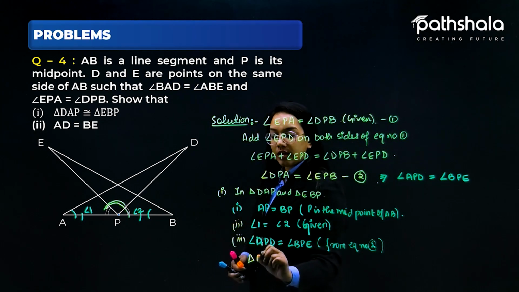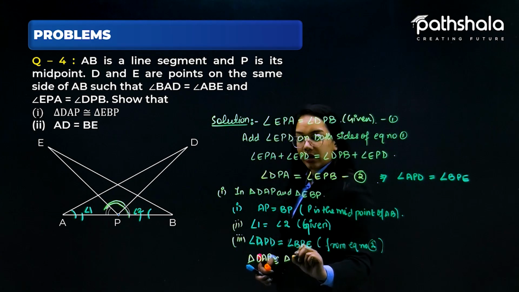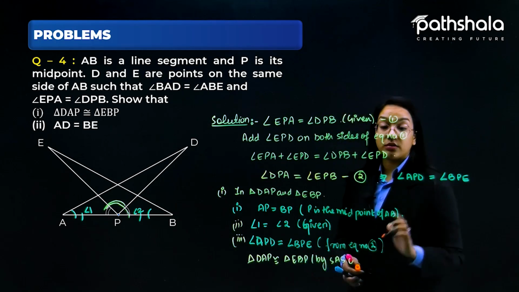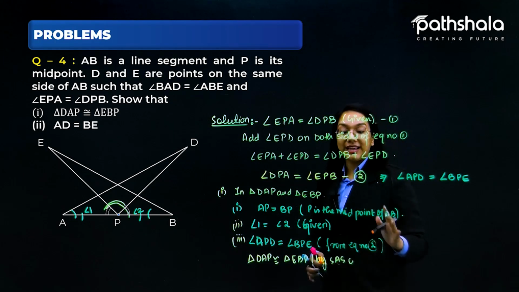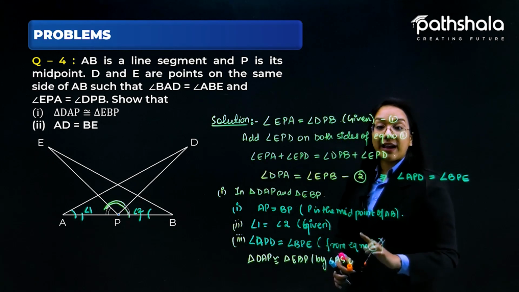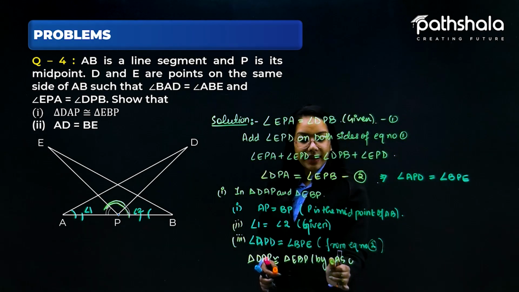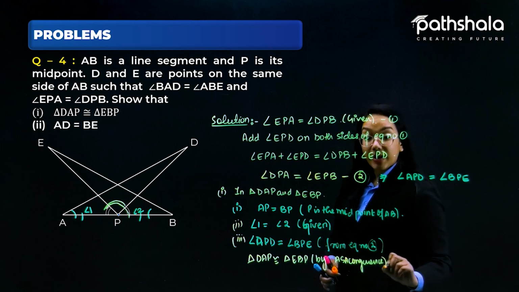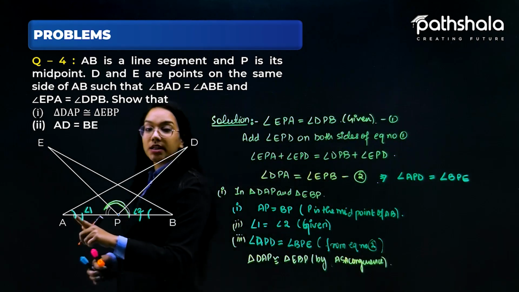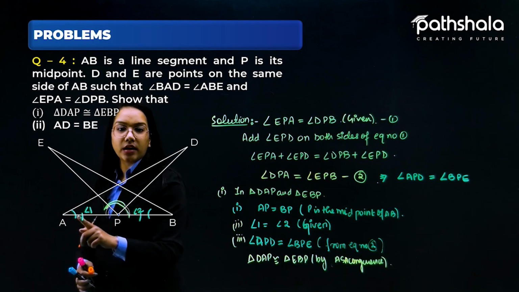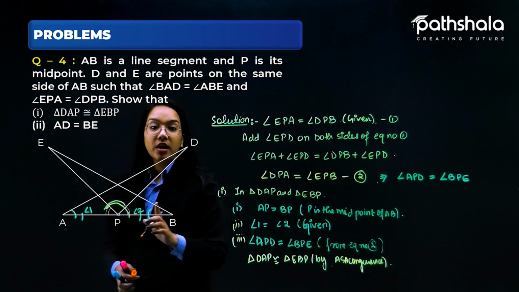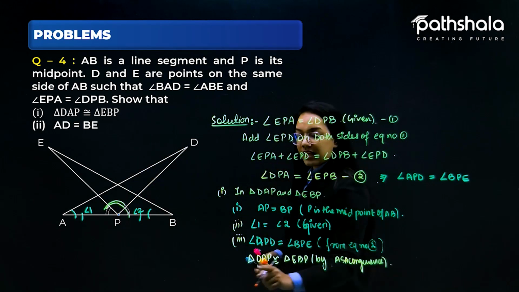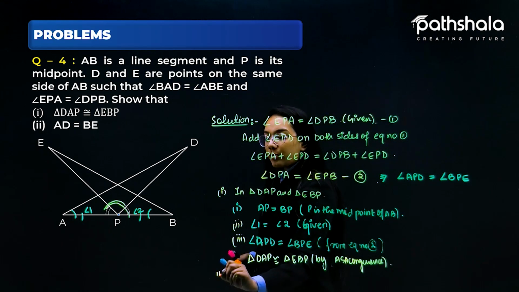So we can say that triangle DAP is congruent to triangle EBP by ASA criterion, not SAS. By angle side angle, this is our angle, this is our side, this is our angle. Over here we have this angle, this side, this angle. So by the angle side angle congruence rule, the two triangles are congruent to each other. This is the proof for the very first part.